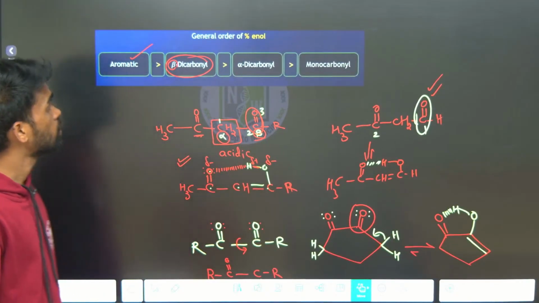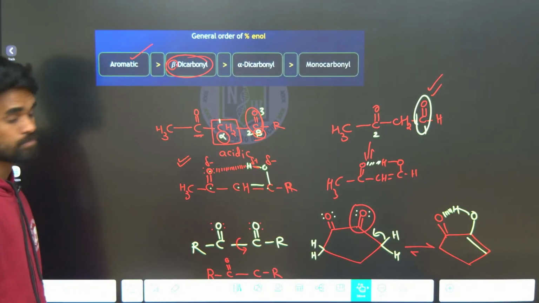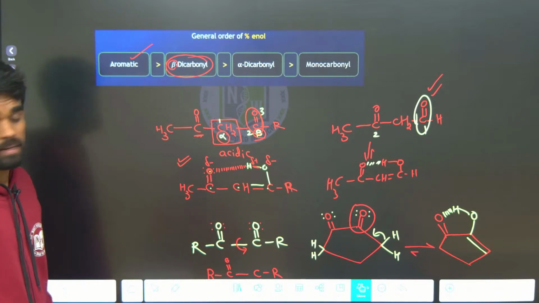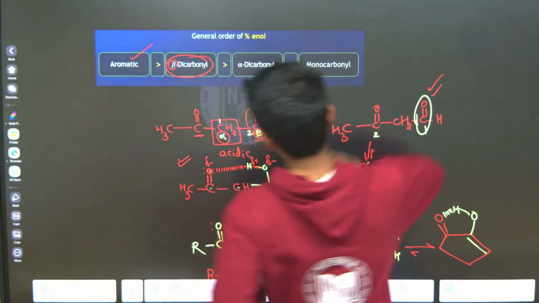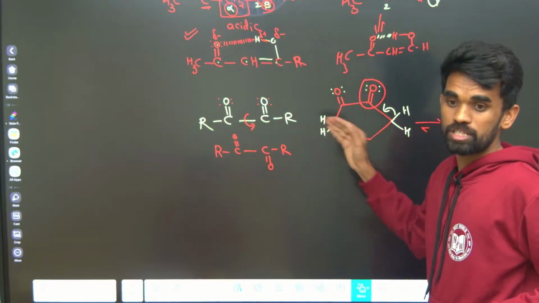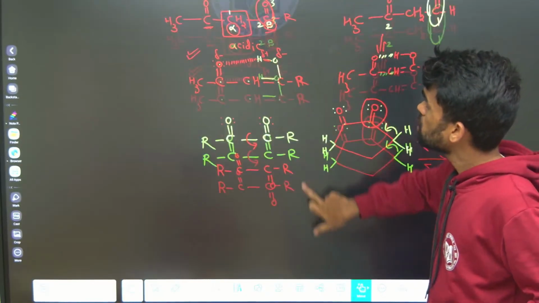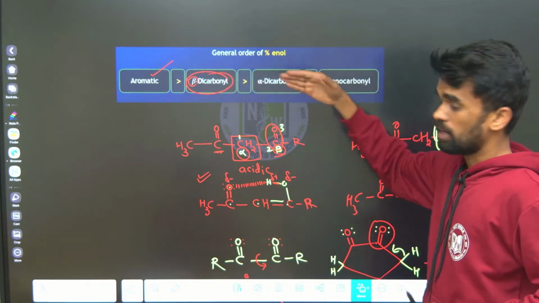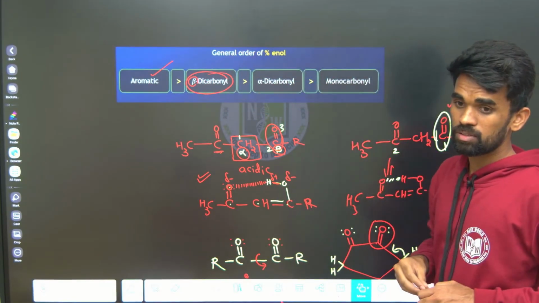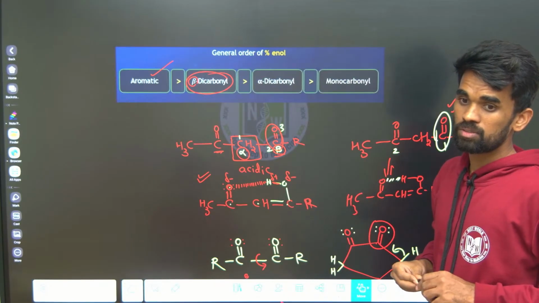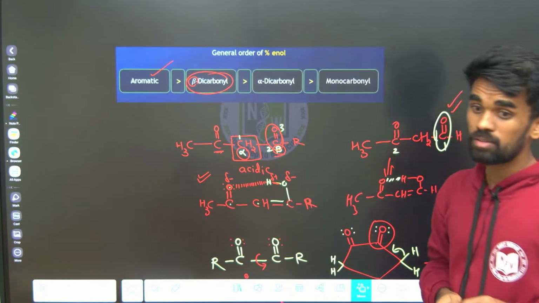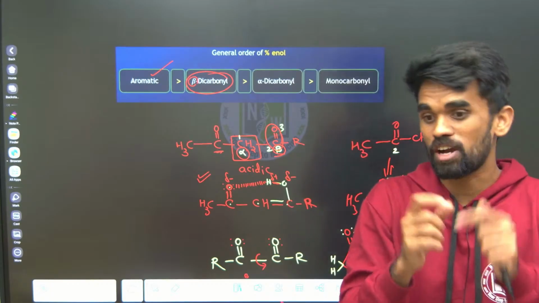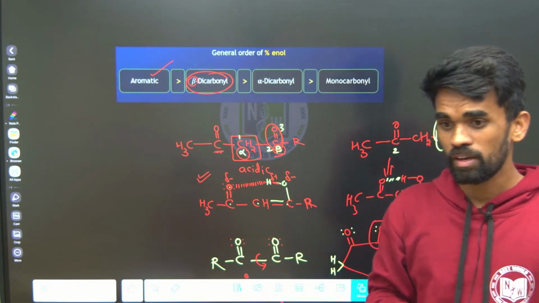We give the general order of enol percentage for beta dicarbonyls. I am comparing open chain and closed chain, so you need to follow this order. If you want to compare, what if the beta dicarbonyl is open chain and the alpha dicarbonyl is closed chain, which has more enol percentage? It depends on the specific compound again. Okay, next.